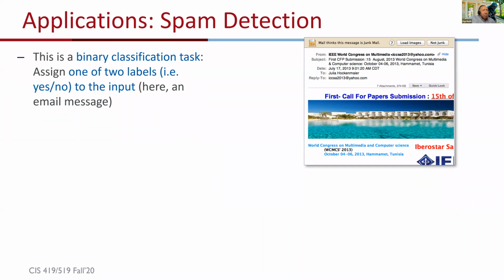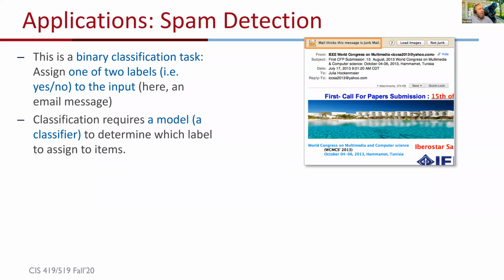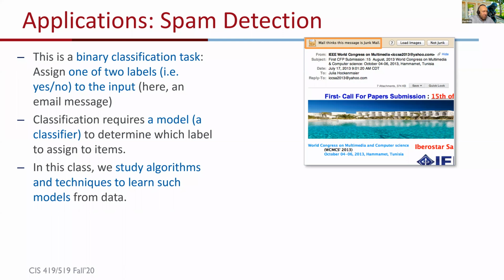Let's just think a little bit about this spam detection. That, for example, your mail app is doing all the time, continuously trying to solve this problem. This is what we call a binary classification task. We want to assign one of 2 labels to the mail, whether it's spam or not. And classification requires that we have a model, a classifier, that determines, given this input, which label to assign. So that's what we're going to do in this class. We're going to focus on these algorithms, techniques, and representations that allow us to learn such models from data.